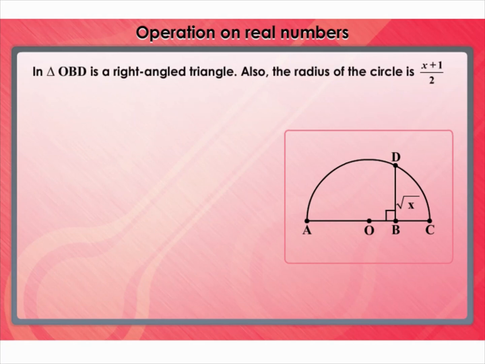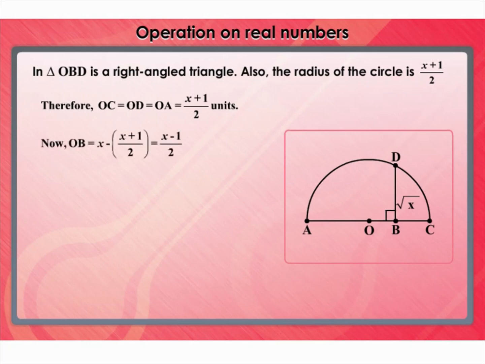Now we find the length of BD. We can prove this result using the Pythagoras Theorem. Triangle OBD is a right-angled triangle. Also, the radius of the circle is (x+1)/2 units. Therefore, OC = OD = OA = (x+1)/2 units.